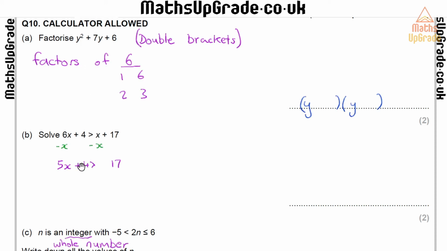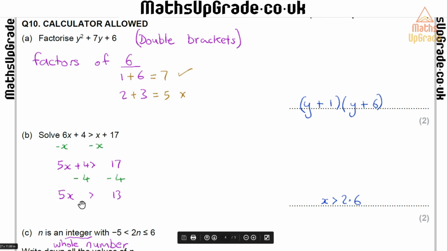That gives me 5x plus 4, which is greater than 17. And then I need to do the opposite of add 4, which is subtract 4. So subtracting 4 from both sides, I'll get 5x, which is greater than 13. If I then divide both sides by 5, I'll get x is greater than 2.6.